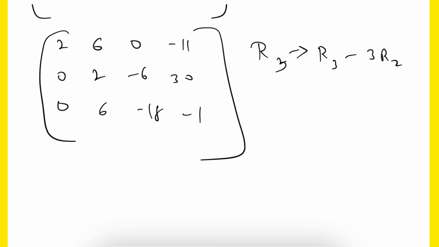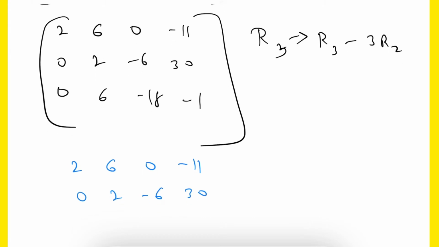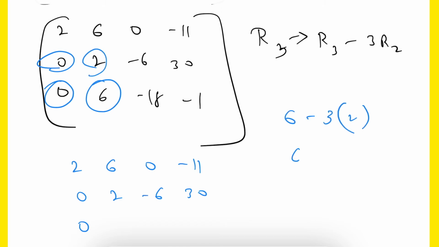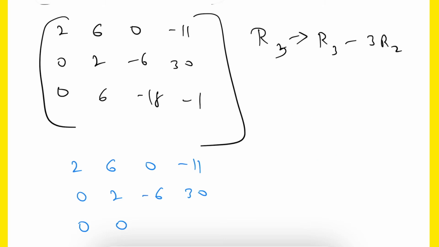So row 1 as it is, that is 2 6 0 minus 11. Row 2 also as it is, 0 2 minus 6 30. Now row 3 we are changing, right? So 0 minus 3 times 0, nothing but 0 only. Next comes 6, which will become 6 minus 3 times 2. So it will become 6 minus 6, 0. Then comes the last one but one, minus 18 minus 3 into minus 6. Minus 18 plus 18, again 0 only.